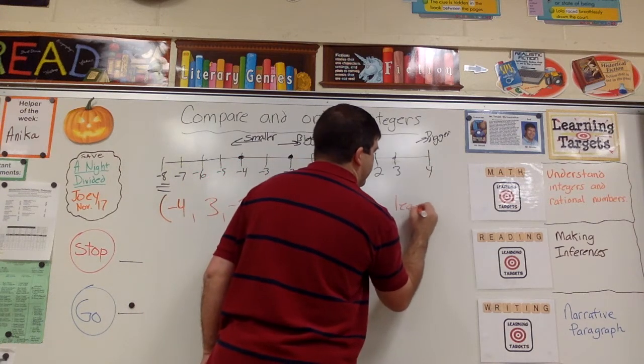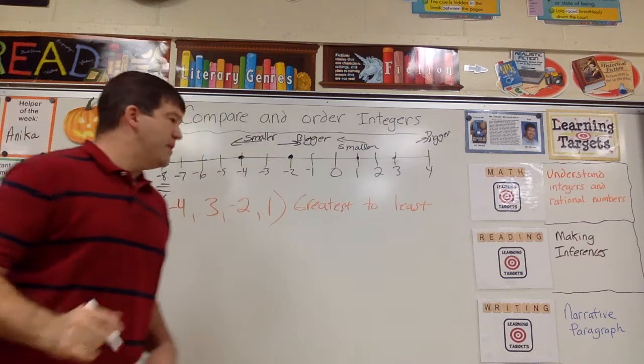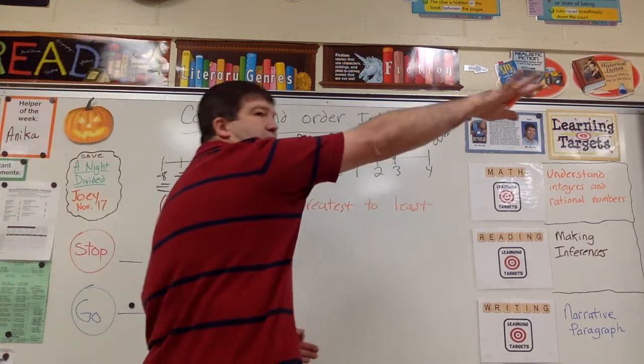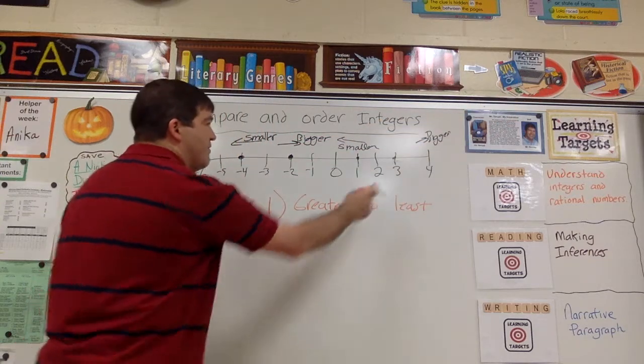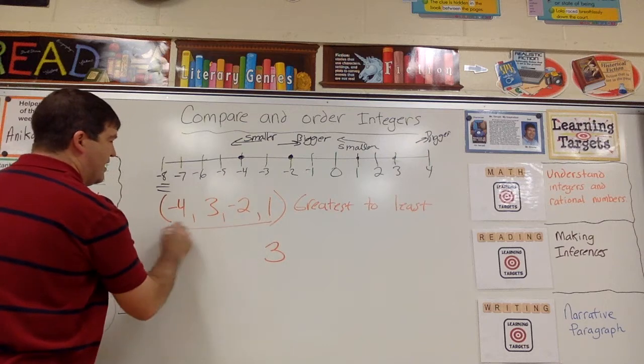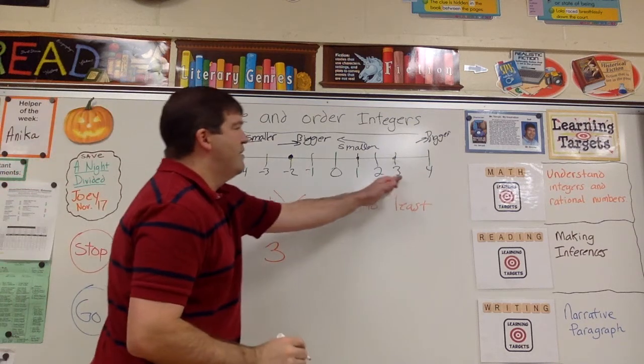and I want to go greatest to least. So greatest meaning the biggest. I want to start with the biggest one. If I'm going to start with the biggest, I'm going to go the farthest this way. Okay? And if I go there, it's 3. 3 is the biggest integer I have in this group. And then I keep going this way.